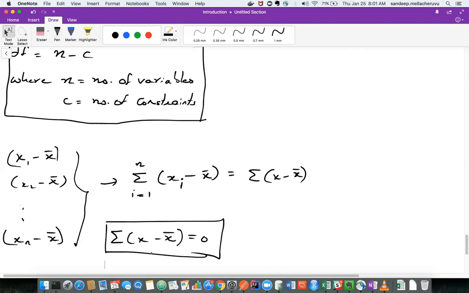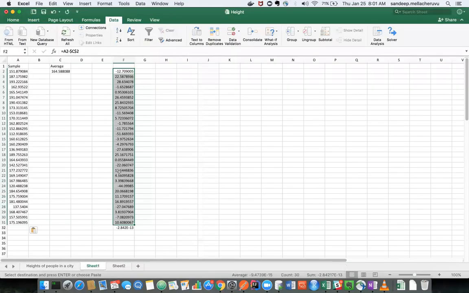Anyone, any questions on this? Fine, Sandeep. So this is always going to be 0. This sigma x minus x bar is always going to be 0, regardless of which sample. I can take 100 samples and every one of the samples is going to be 0. It's a proven thing. I'm not proving that. I'm proving only by simulation, but it's proven mathematics actually.